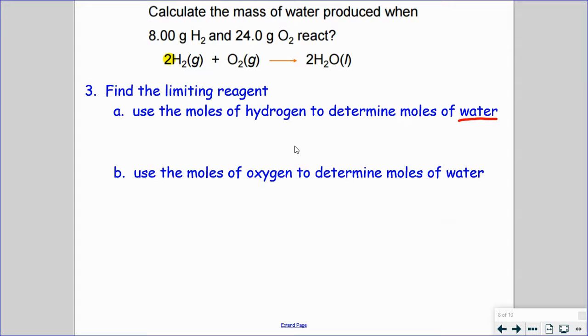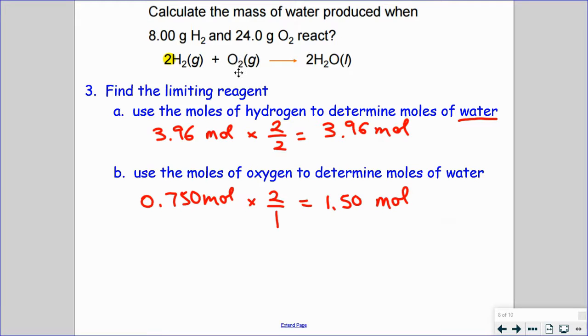So the first method of finding a limiting reagent is to use the 2 moles that we just found for our 2 reactants and try to figure out which one will produce the least amount of water. The reactant that produces the least amount of water is the limiting reactant. Here we see that the ratio between hydrogen and water is 2 to 2. So there's 3.96 moles of hydrogen. We're going to multiply it by 2 over 2, and that gives us our final answer of 3.96 moles. That's how many moles of water is produced if you have 3.96 moles of hydrogen.